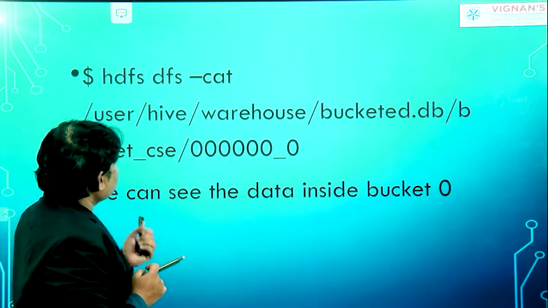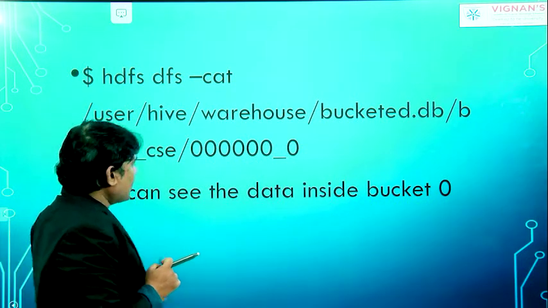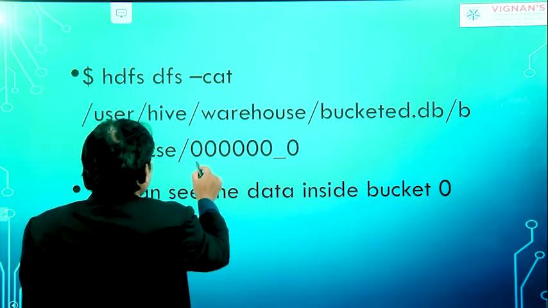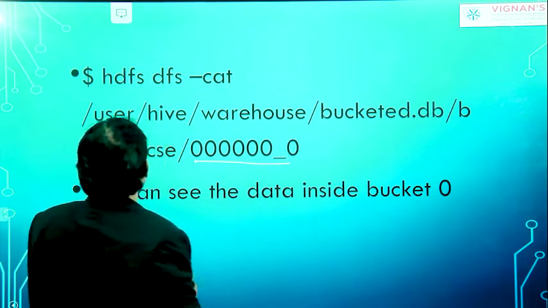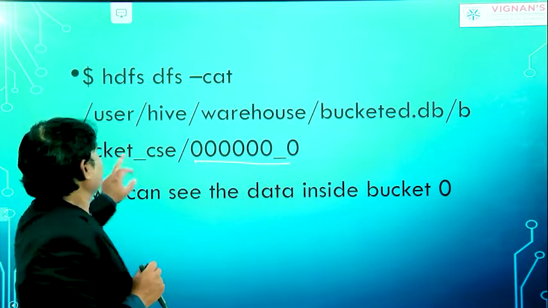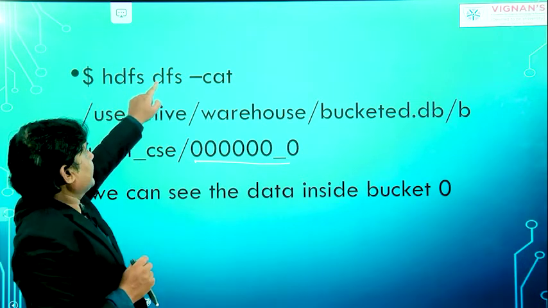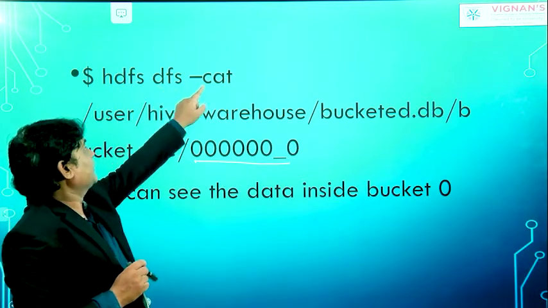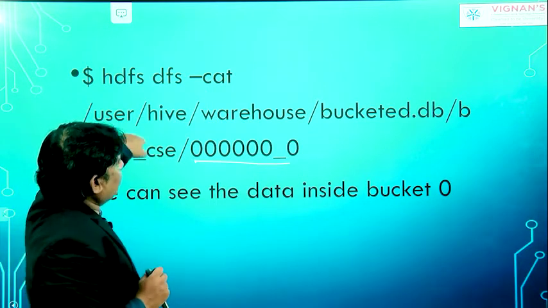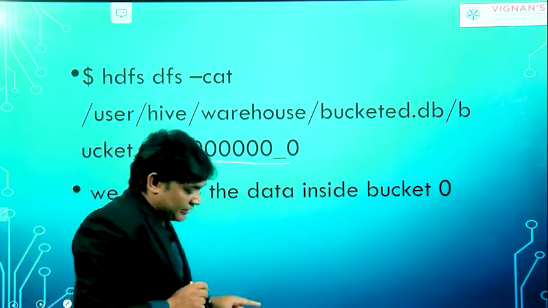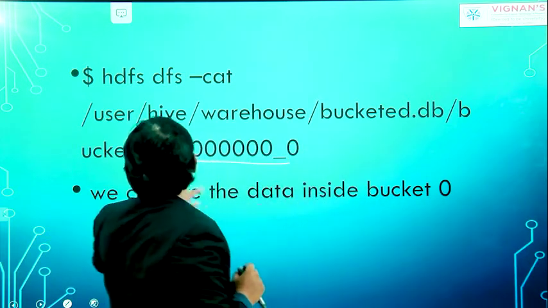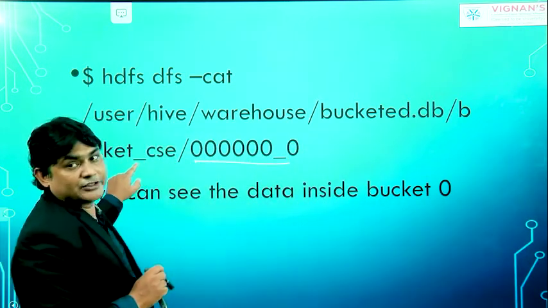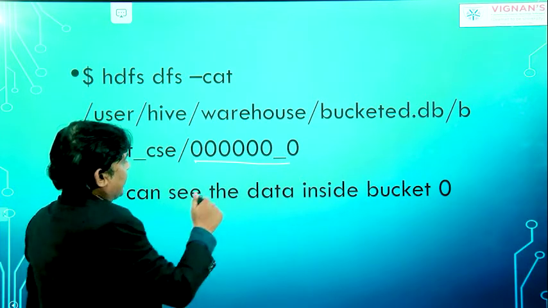Now I want to see in bucket number 0 what kind of data is being stored. If you want to see, I am going to write this command: hdfs dfs -cat /user/hive/warehouse, because inside warehouse we have the bucket.db database, then we have bucket_csv, which is the name of the table, and this is a bucket number.